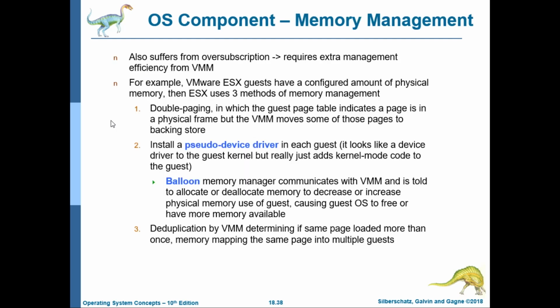The next component is memory management. It also suffers from oversubscription, so it requires extra management efficiency from the VMM. For example, with VMware ESX, guests have a configured amount of physical memory, then ESX uses three methods of memory management. One is double paging, in which the guest page table indicates a page is in a physical frame, but the VMM moves some of those pages to backing store.